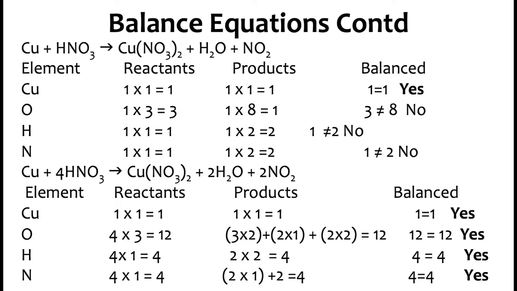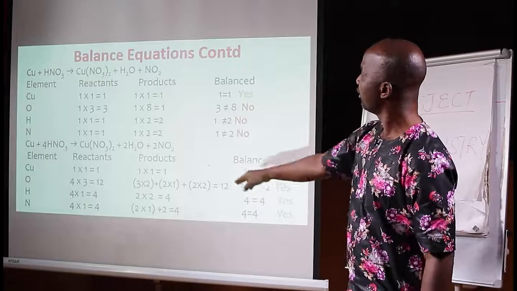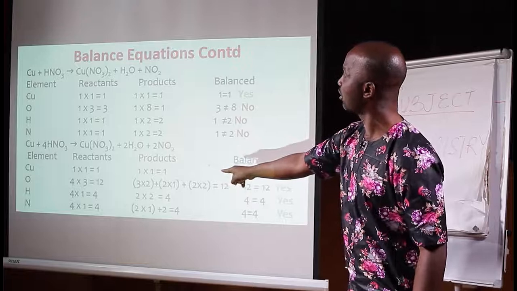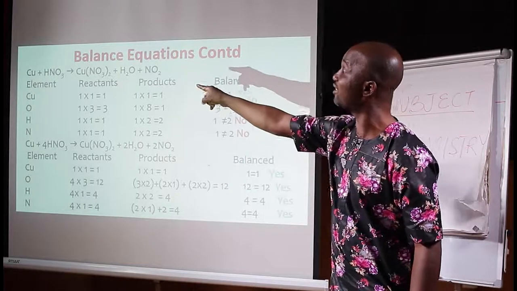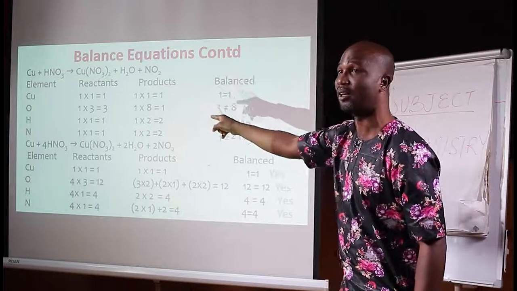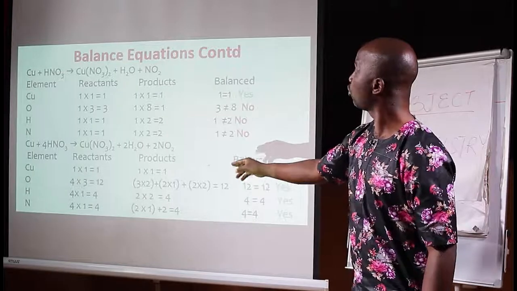I hope you get why it is 4. You see why it is 4? Because of the 4 we have introduced. So you can see 4 times 3 gives you 12. Now, if you come to the product side, you see that there is 3 times 2 oxygen. Looking at it from the product there, you can see the 3 in the bracket and the 2 outside. Then you now see 2 times 1 of oxygen.